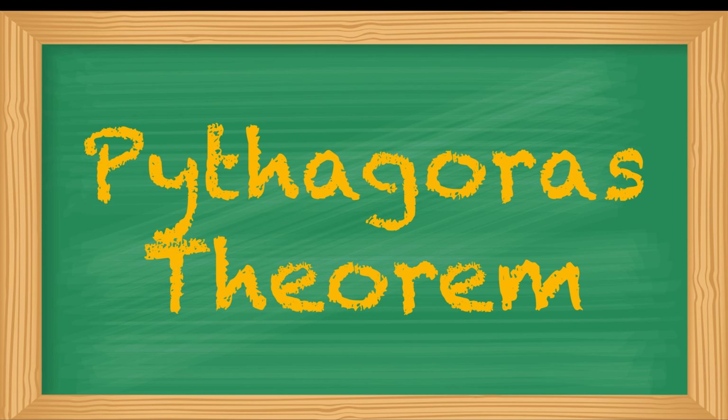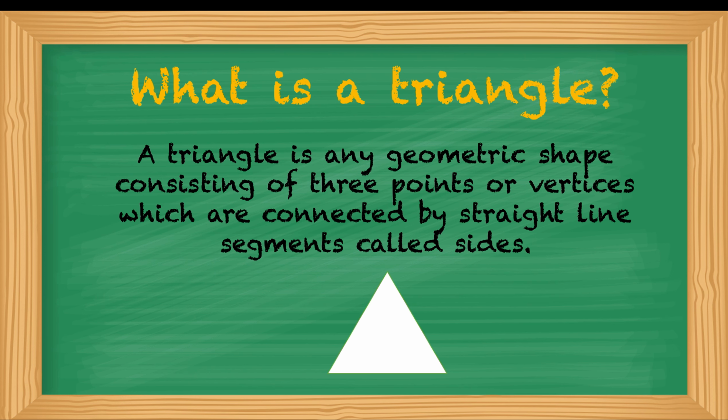Today's video, we'll be looking at Pythagoras Theorem. Now before we get into that, we need to know what is a triangle. A triangle is any geometric shape consisting of 3 points or vertices which are connected by straight line segments called sides. So below we have a visual image of a triangle.